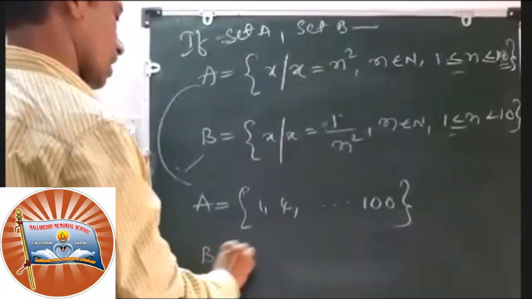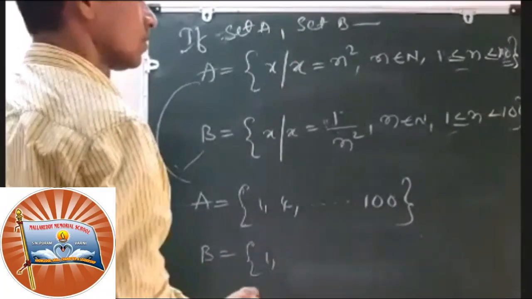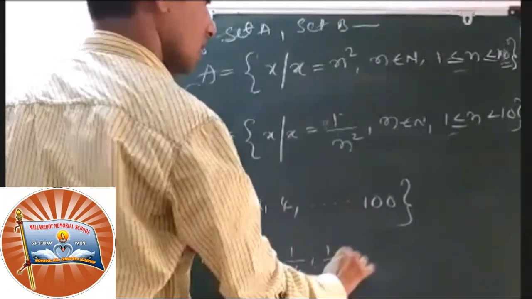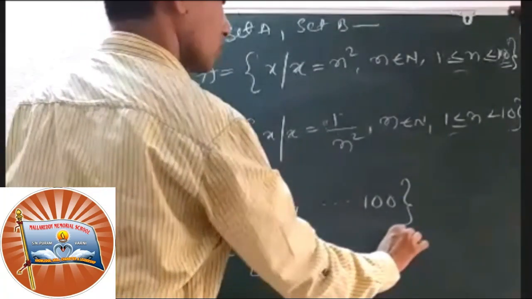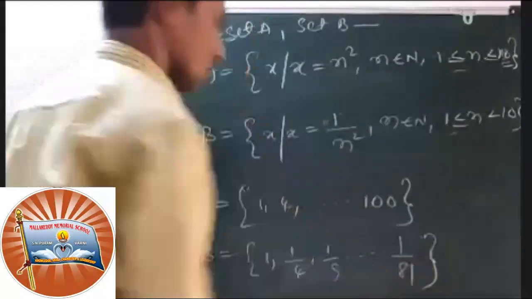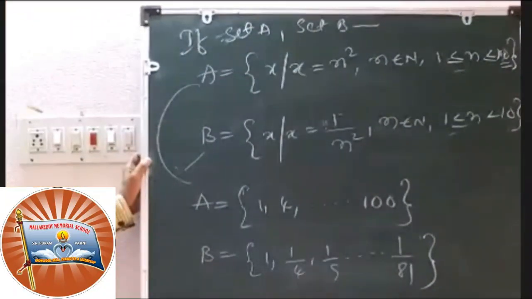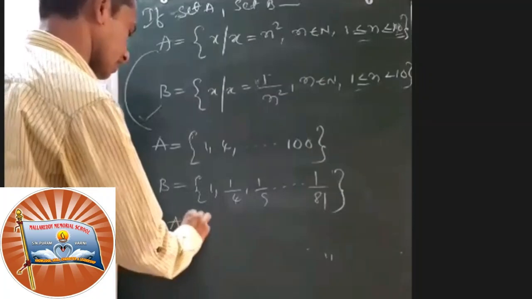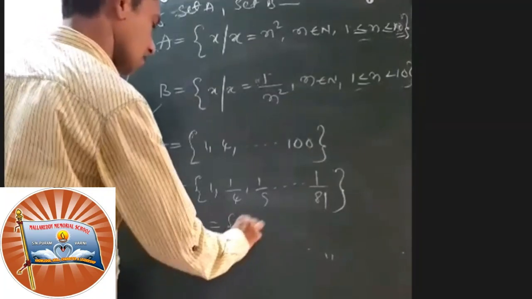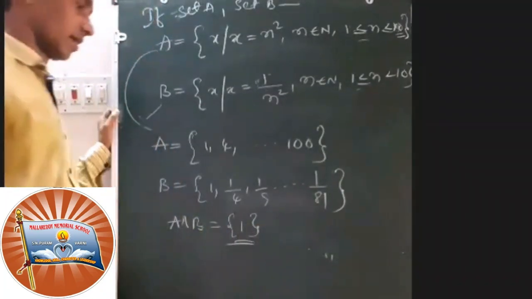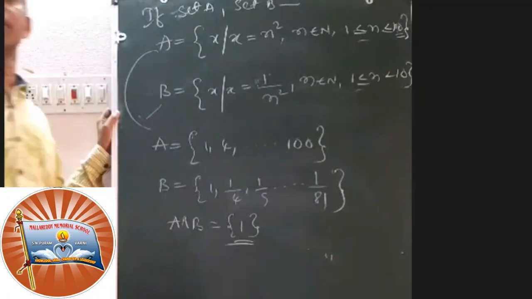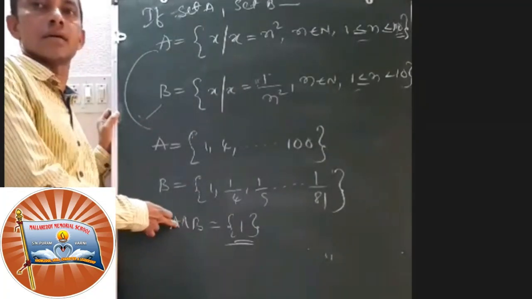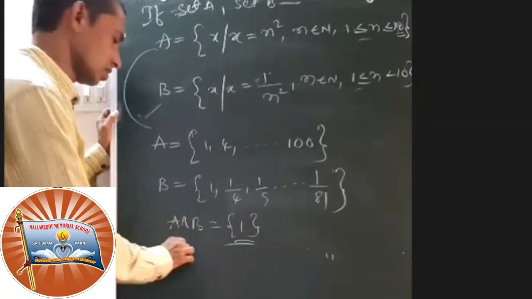Here B is equal again 1, 1 by 4, 1 by 9, up to 1 by 81. If I take like this, then A intersection B will be 1. So hence they are having one common element. So they are not.